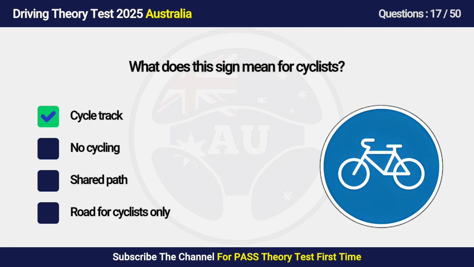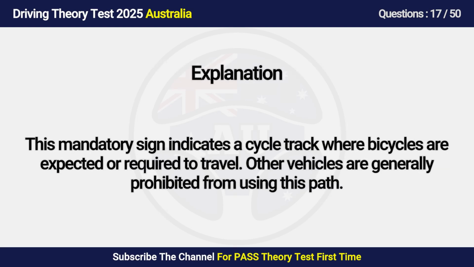Answer is A. Cycle track. This mandatory sign indicates a cycle track where bicycles are expected or required to travel. Other vehicles are generally prohibited from using this path.